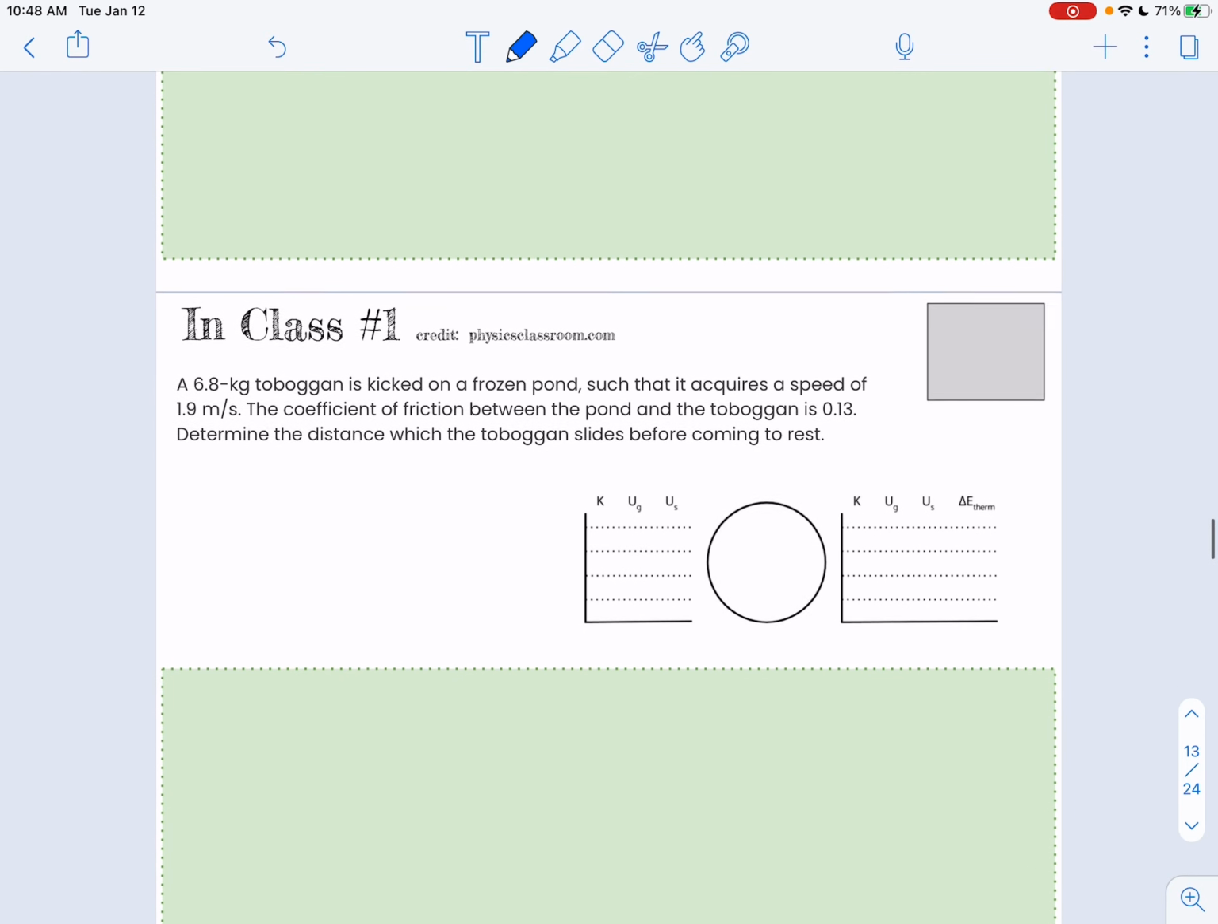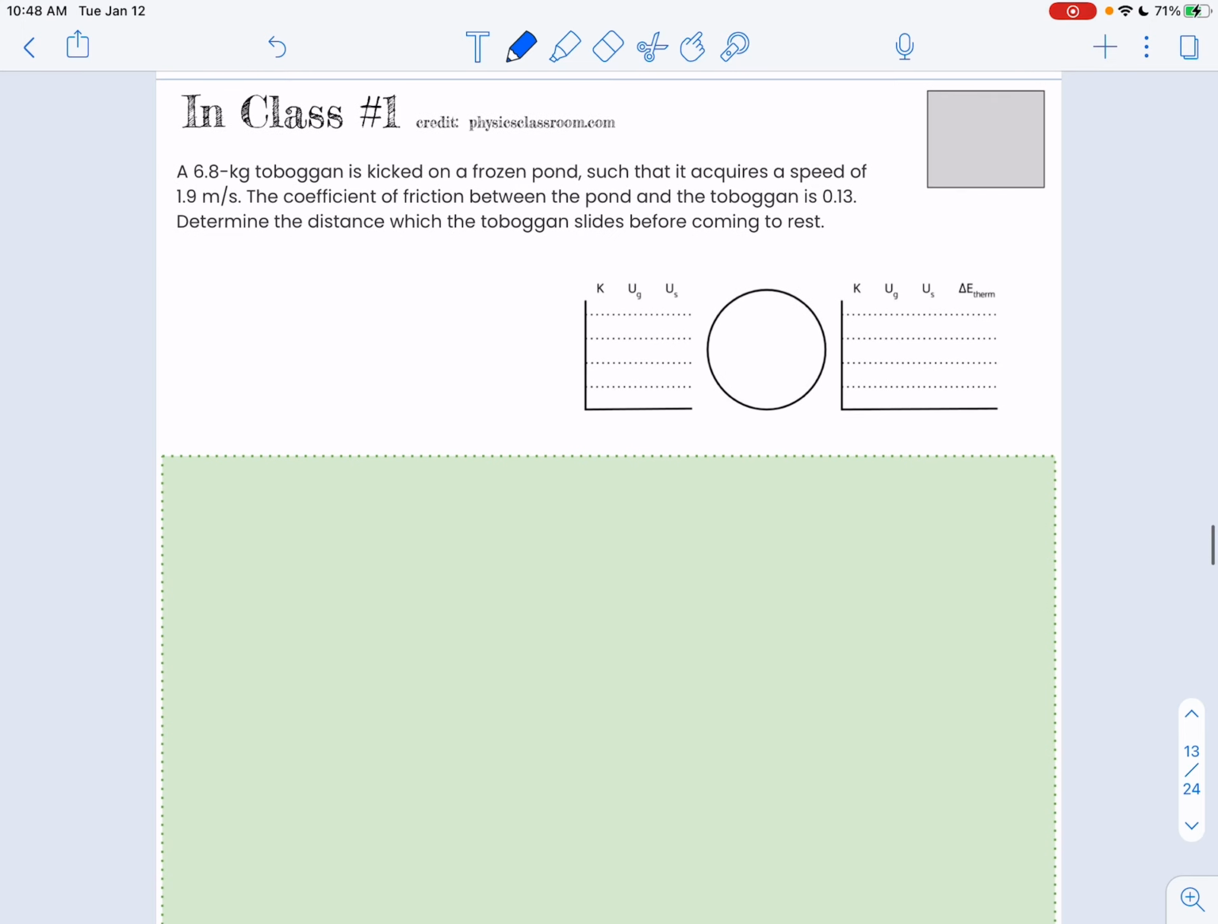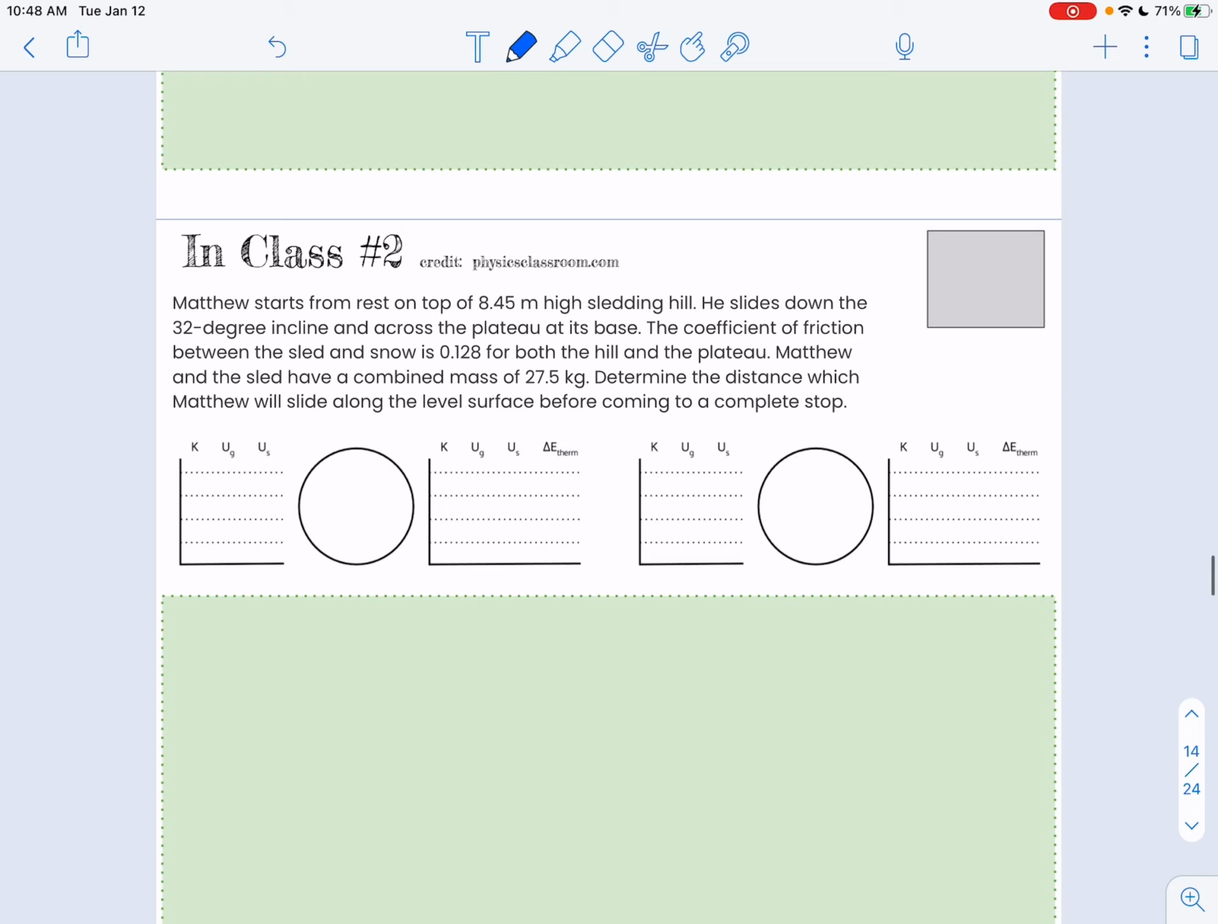Hopefully in class we're going to have time to do these two. The only difference with these is notice they're giving you the coefficient of friction. So that means when you do the work, it's the force of friction, and you're going to have to do your mu Fn there. Same thing on this one with an inclined plane. This one's a little more complicated because there are multiple parts to it. But if it's on an inclined plane and they give you the coefficient of friction, you've got to think back and do some force manipulations there.